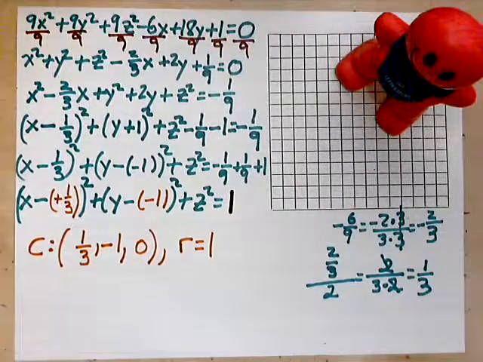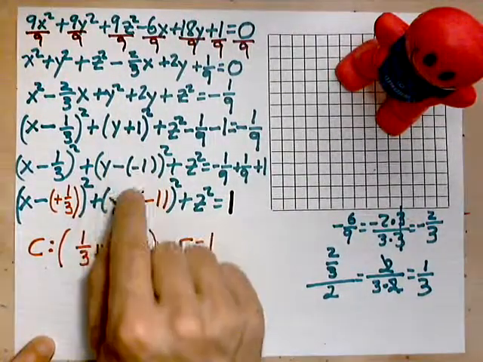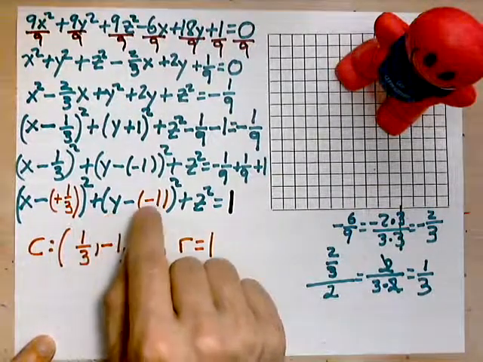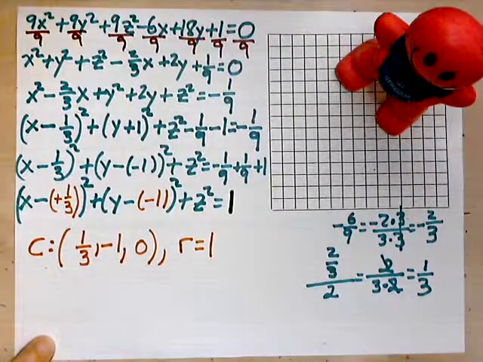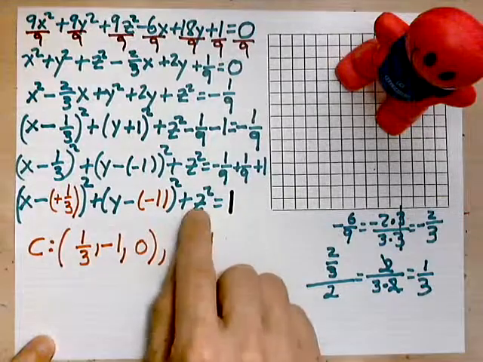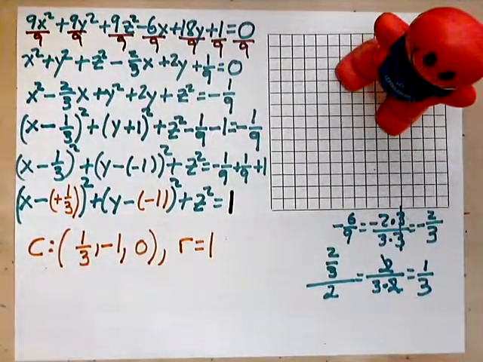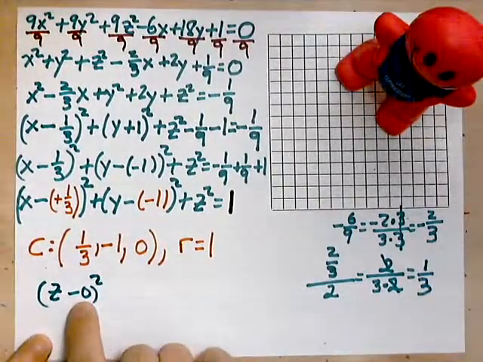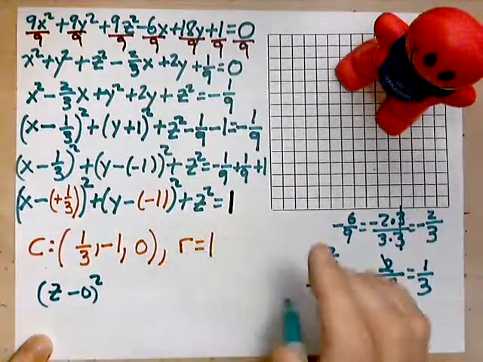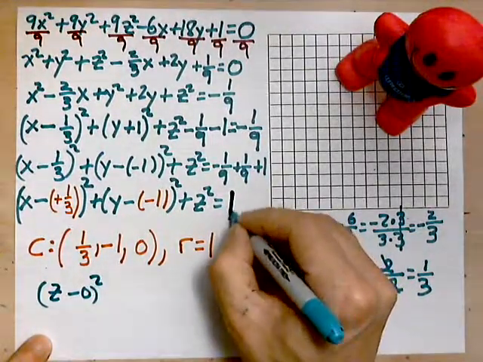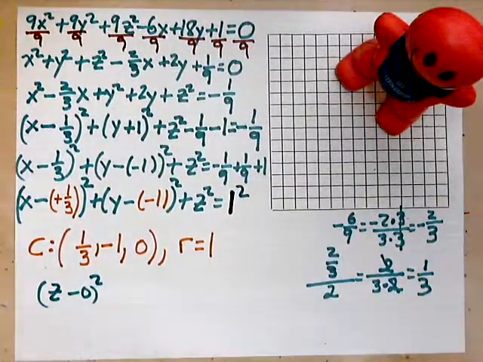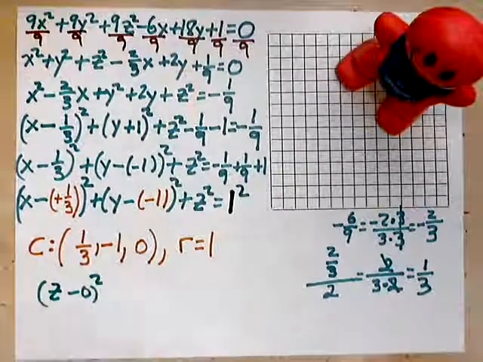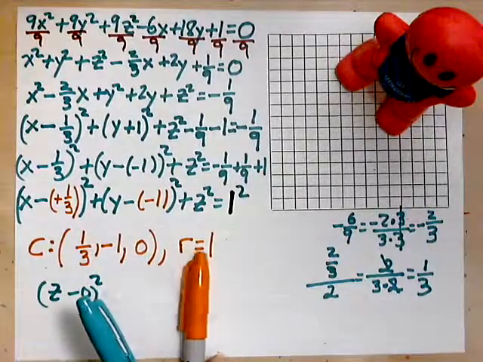And in this exercise, I deliberately rewrote the plus 1 here as minus a negative 1, because this immediately shows that the y coordinate of the center of the sphere is at negative 1. And the x coordinate of the center is at positive 1 third. And the z coordinate is at 0. For the z coordinate, it might be helpful to write that even as z minus 0 squared. Okay, so then you can tell it's at 0. You might want to write it that way instead of writing just z squared. Okay, and on the right side, what we have is 1 squared, like this, okay? So this is how, using the method of completing the square after dividing across by a constant and using fractions, you can find the center and radius of a sphere.